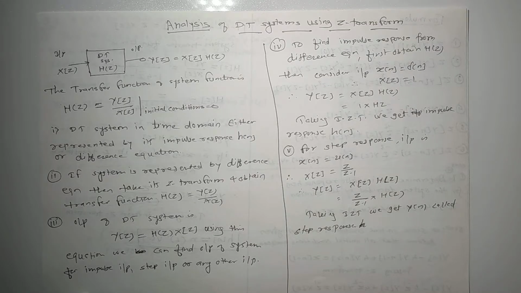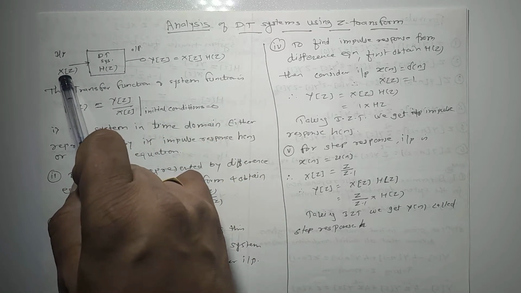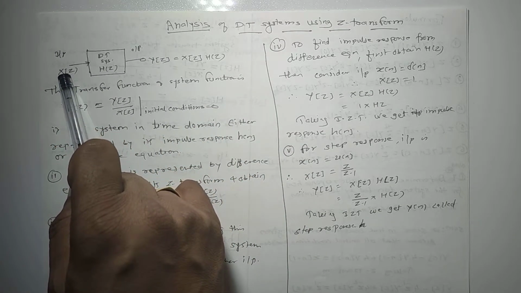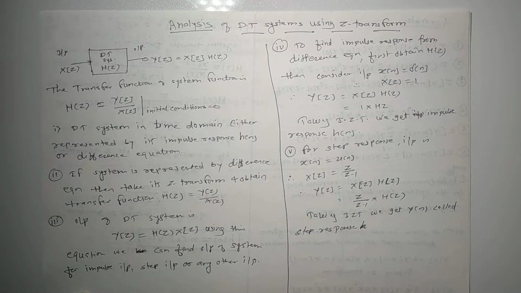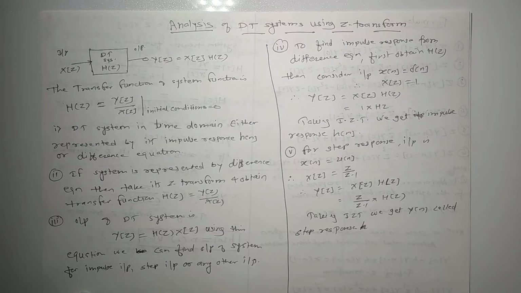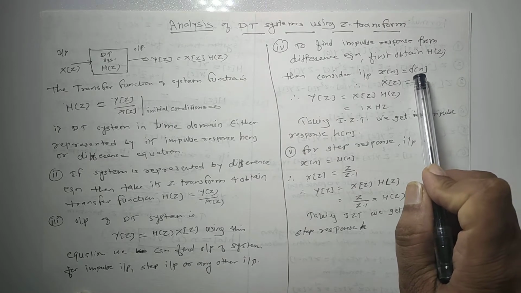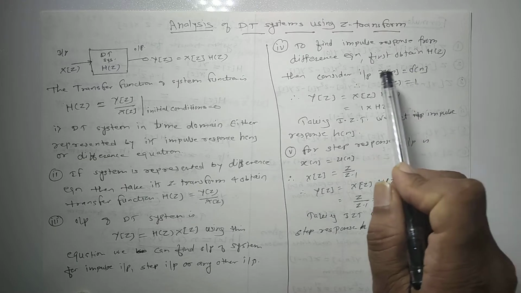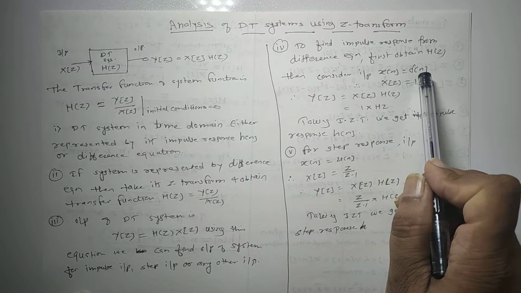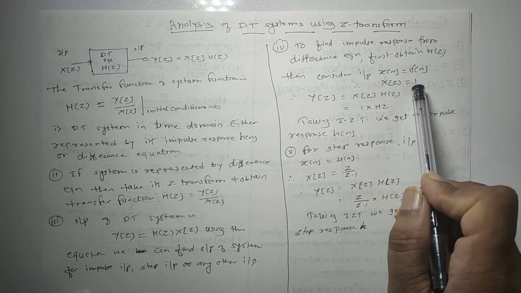Let us say we want to find the impulse response. What is the impulse response? It is the output of the system for impulse input. When you apply the impulse input x of n is equal to delta n, whatever the output of the system is, we call that the impulse response of the system. So we keep the input x of n equal to delta n, and the Z transform of delta n is 1. So X of z is equal to 1.